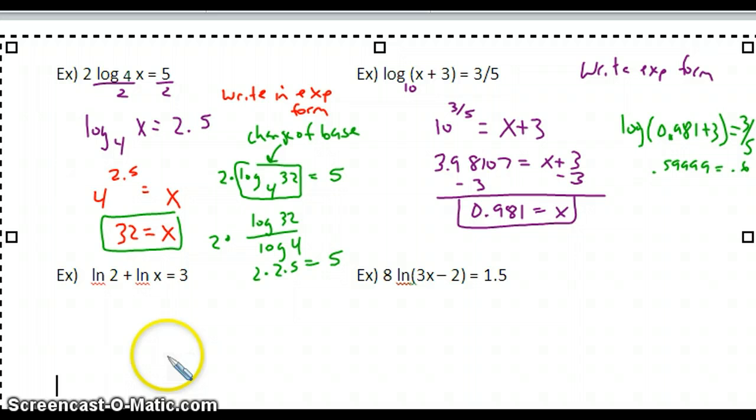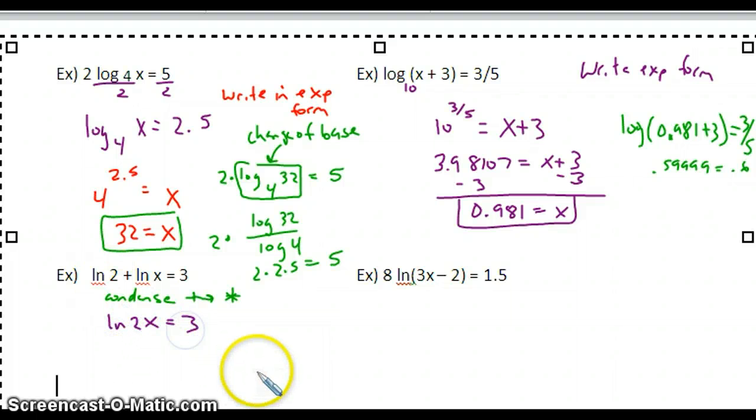Okay, for our next example, now I have a natural log of 2 plus a natural log of x equal to 3. So I don't have one log equal to a number. But what I do know is that I can actually combine or condense these logs by recognizing that I can change addition into multiplication. So that's what I'm going to do first. I'm going to write this as, instead of natural log of 2 plus natural log of x, the natural log of 2x equals 3.